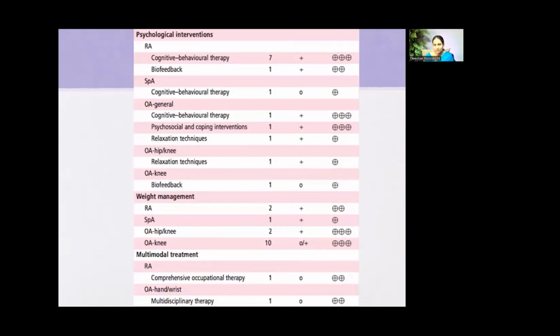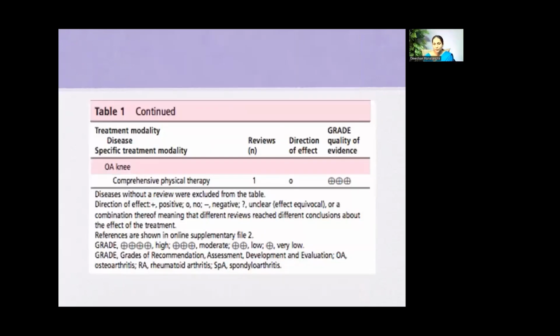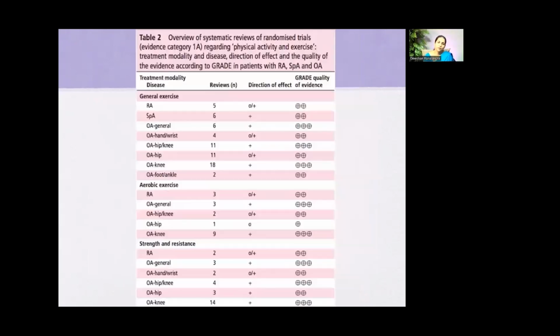In osteoarthritis in general, cognitive behavioral therapy as well as psychological and coping interventions have a positive effect. Then weight management, especially in OA of the hip or knee, is where they have done the most number of reviews, which have shown a positive effect. Also, comprehensive physical therapy has been reviewed in one review, which has shown a positive effect.